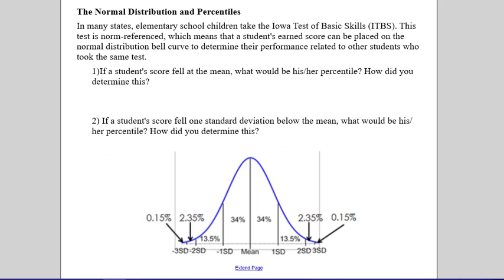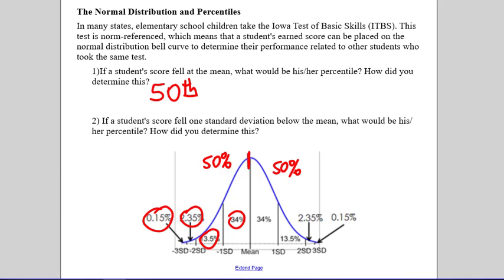Now with these next problems, we're using the normal distribution to help us out. So in this one, it's asking that if a student's score fell at the mean, what would his or her percentile be? How do you determine this? So the mean is right in the middle. And because the bell curve is symmetric, we know that 50% is to the left of the mean and 50% is to the right of the mean, which would mean that they would have to be in the 50th percentile. And if I summed all the values to the left of the mean, they would add up to 50%.